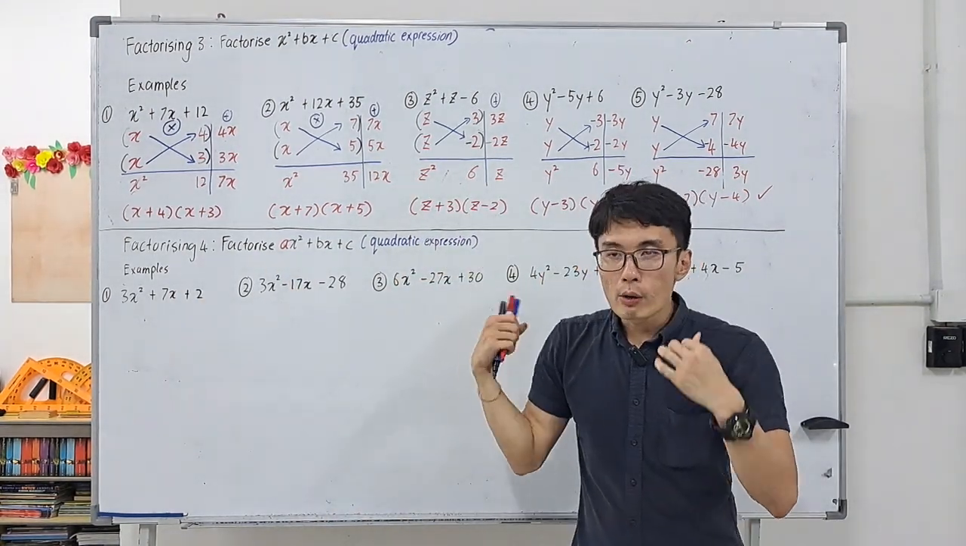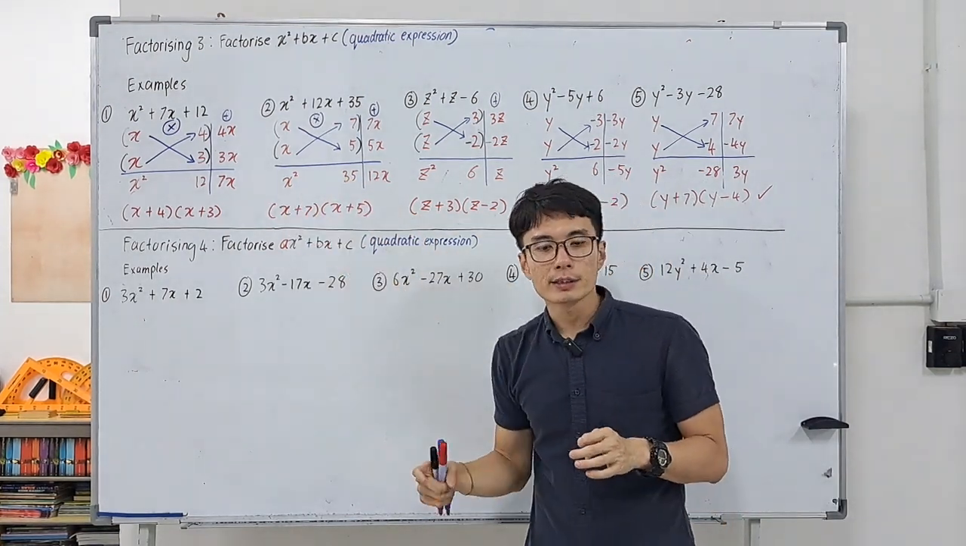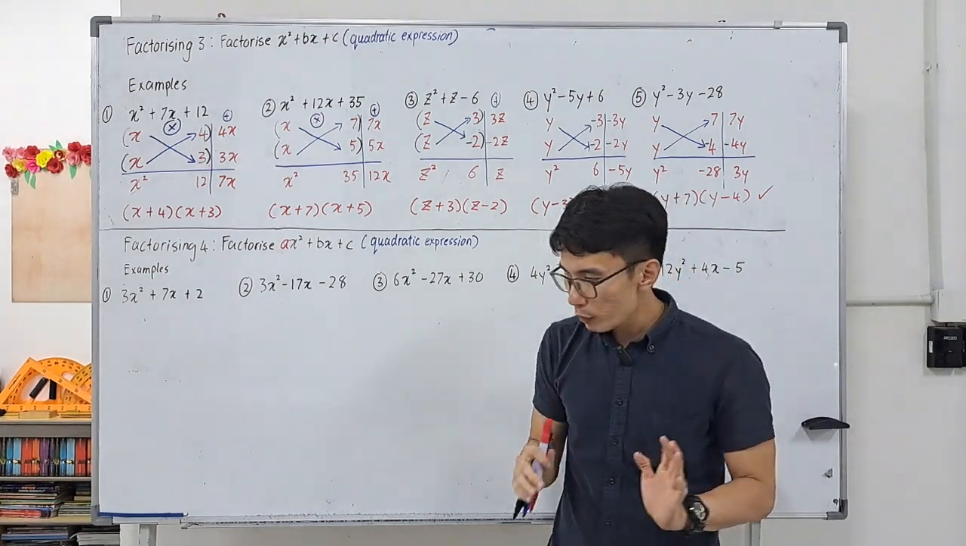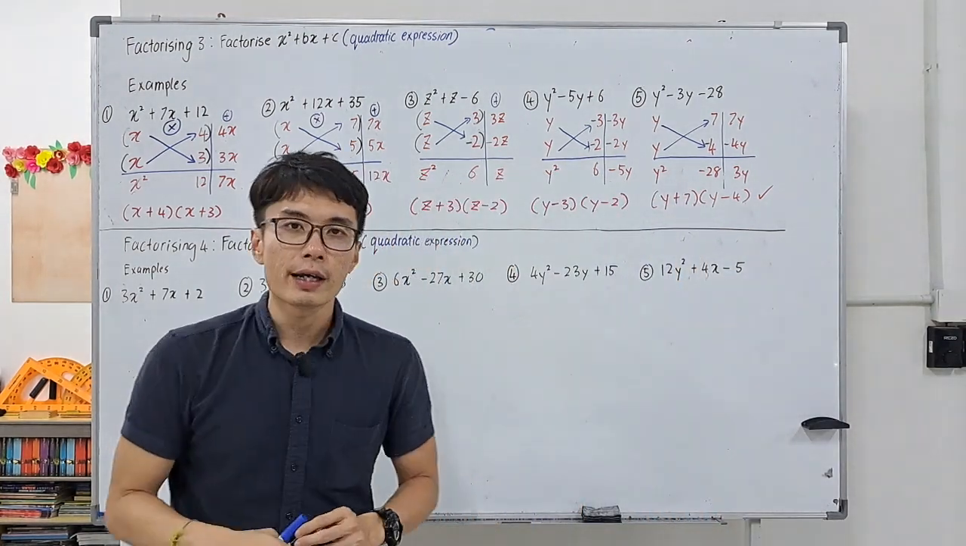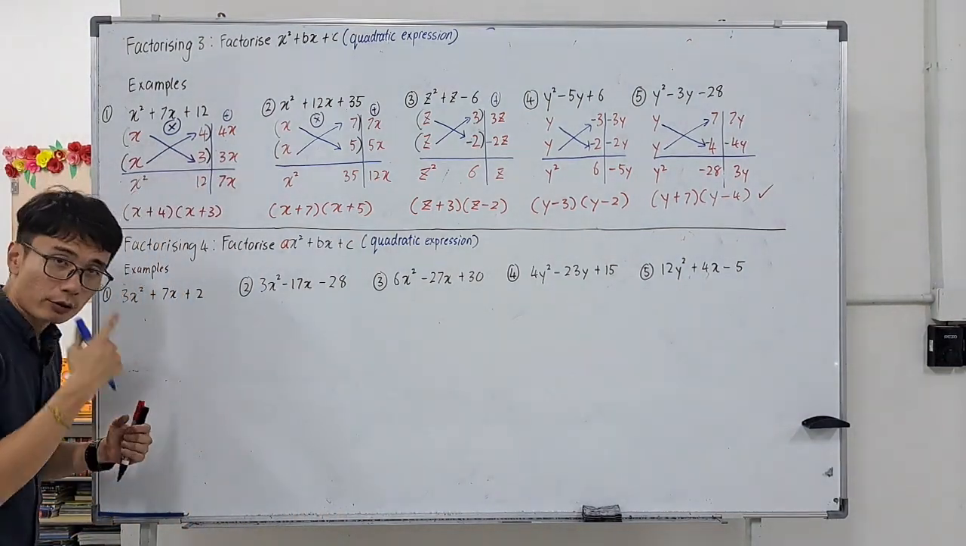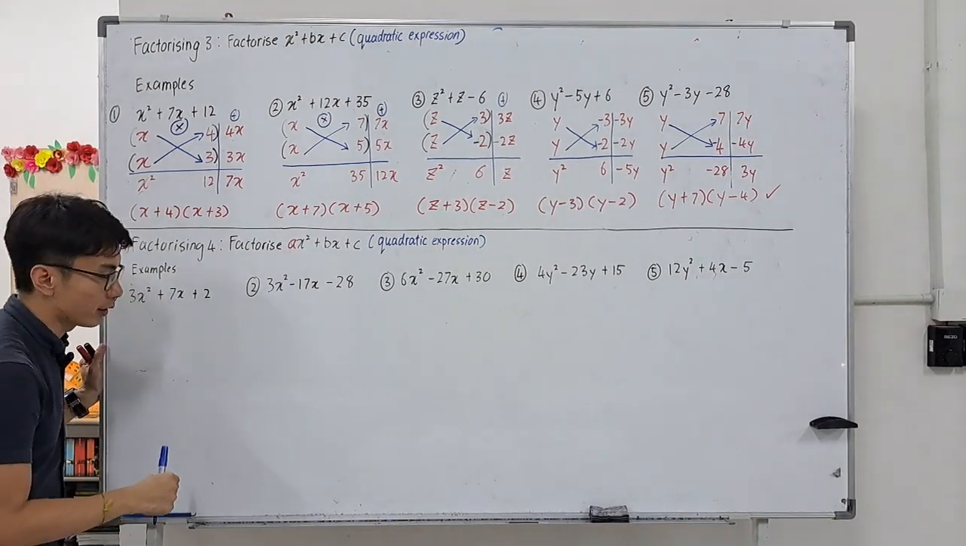So how are we going to tackle this problem? Same as this, exactly the same as this, but you're going to do more trial and error this time. No worries, we will go through 5 examples together and let's see what's going to happen. All right, so first question over here. Let's see how do we factorize this guy.